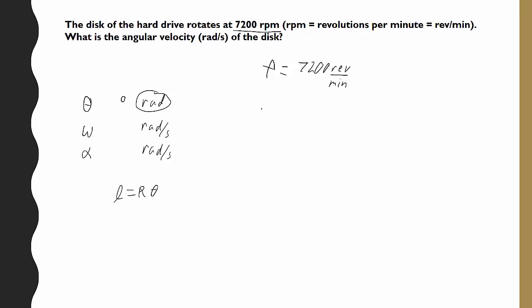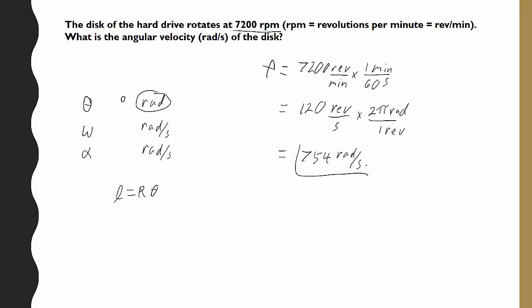Now I want to get that to be radians per second. So first of all, we'll convert this from minutes to seconds. So we're going to have minutes on top, seconds on the bottom. In 1 minute there are 60 seconds. So this gives us 120 revolutions per second. Now this again is f, not omega. So how do I get revolutions to radians? Well, if I multiply by 2 pi radians in 1 revolution, then this will work out to be 754 radians per second. So that is actually the answer to our problem here.